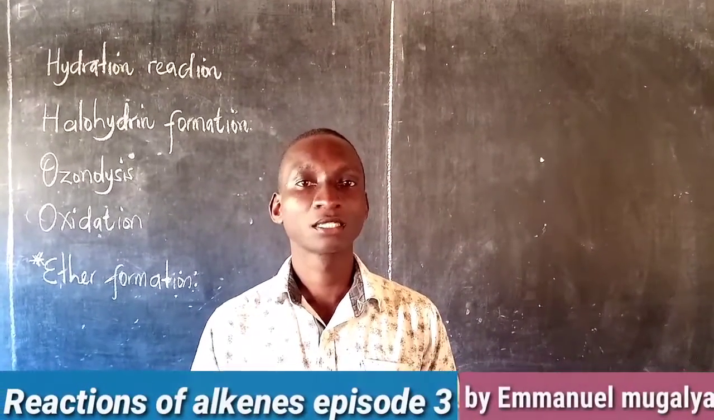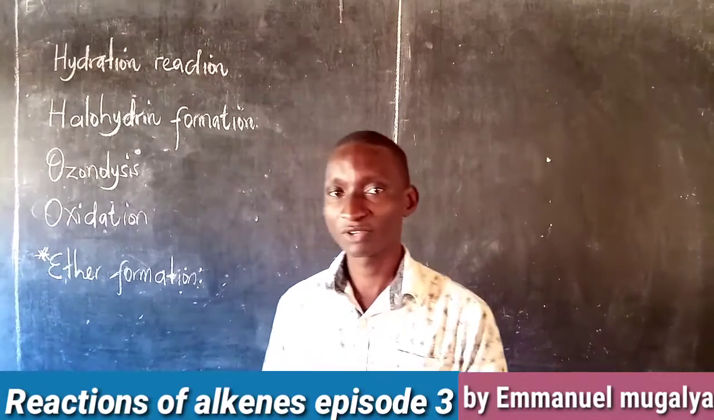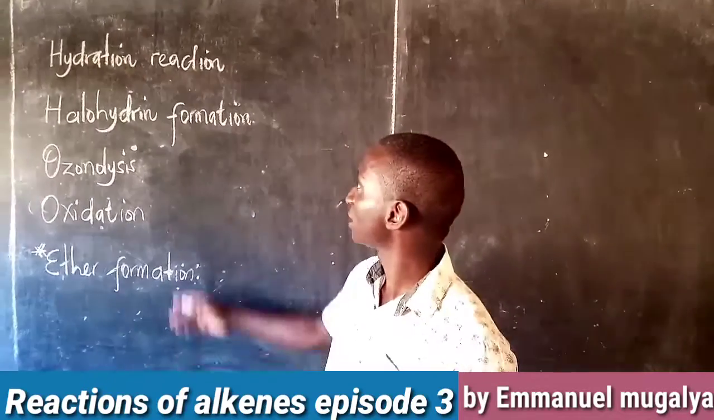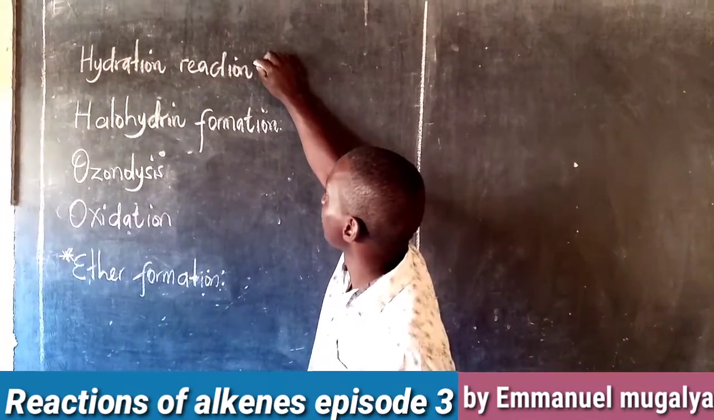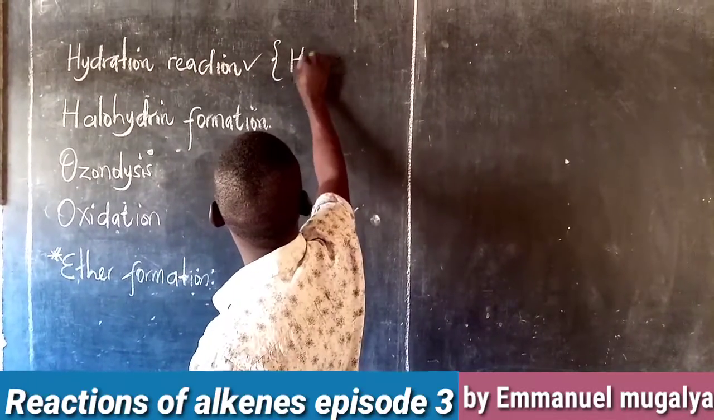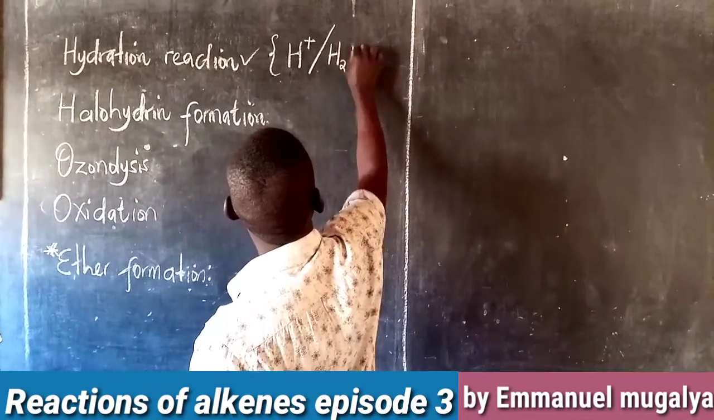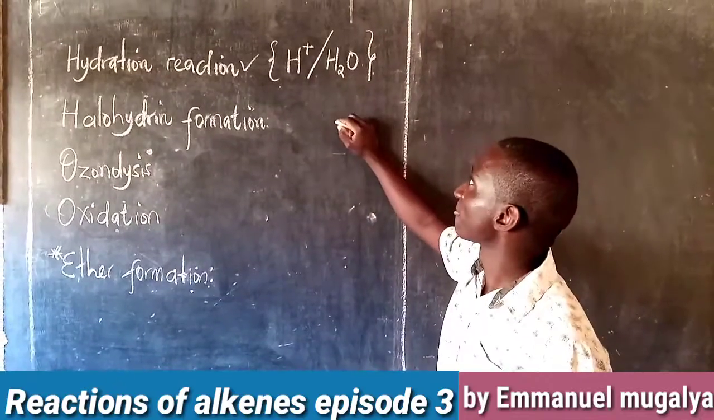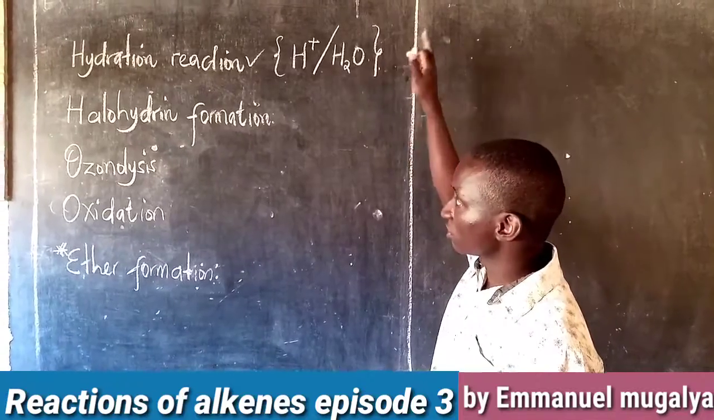Reactions of alkenes, and in this we are going to see other reactions. Recall we started with electrophilic addition reactions, but now we are going to introduce other reactions undergone by these alkenes. To begin with, we shall see the hydration reaction. This involves bringing concentrated sulfuric acid, or the acid in the presence of water, because hydration is a concept that talks about water. So this will give us products we call alcohols, as we shall see.